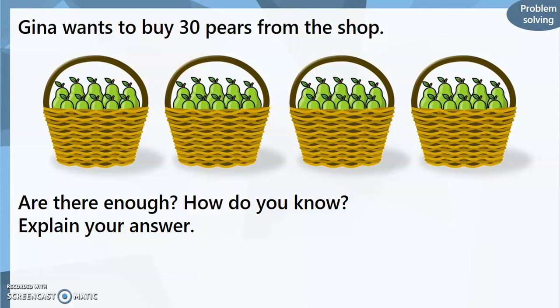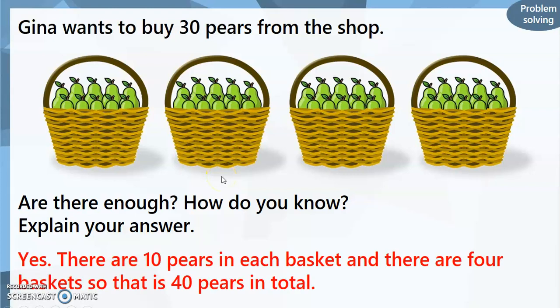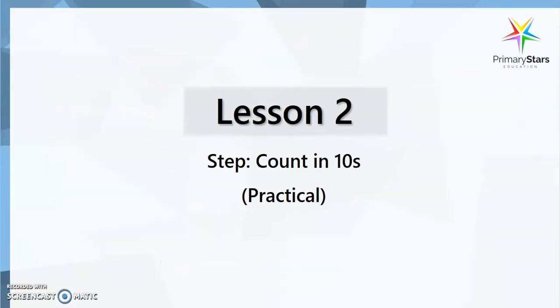Next of our problem solving activities, Gina wants to buy 30 pears from the shop. Are there enough and how do you know? Remember in the live sessions we've been doing lots of explaining our answers. So we're not just looking for a yes or a no, we're looking for you explaining. So you could say, yes, there are enough because we know that there are 40 pears altogether because there are 4 lots of 10. Here's an example just at the bottom.